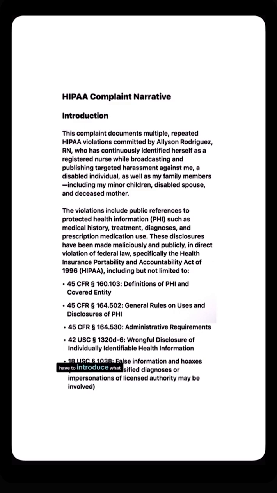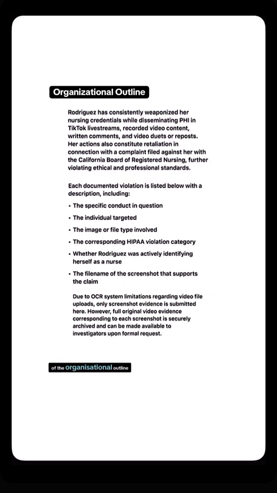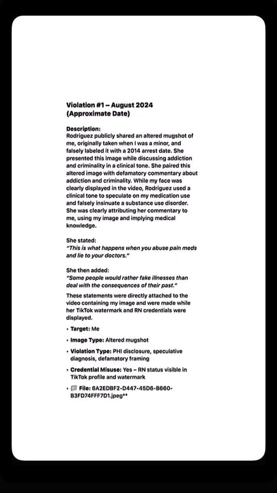But essentially, you do have to introduce what you're trying to report. I chose to highlight the statutes and laws that are being broken and a brief breakdown of the organizational outline they're about to read. Try to organize it by violation number and the date in which it happened, approximately or exact. Then go into the description of why it is a HIPAA violation, what was stated, if anything, who was the target, the type of image uploaded, the violation type, and how she used her credentials. Also, reference the screenshot file name for each HIPAA violation listed, so it can be easily cross-referenced for the violation.